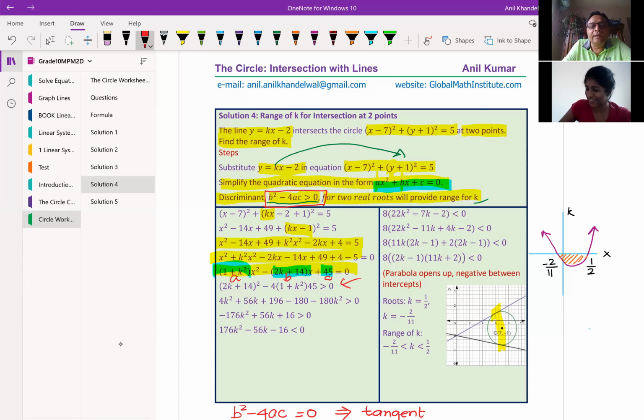So B is (2k + 14) whole squared, minus 4 times A, which is (1 + k) whole squared, times C, which is 45, and that should be greater than 0. You get this idea. That is a key step in solving this particular question. It is one of the most interesting questions in the series, okay?